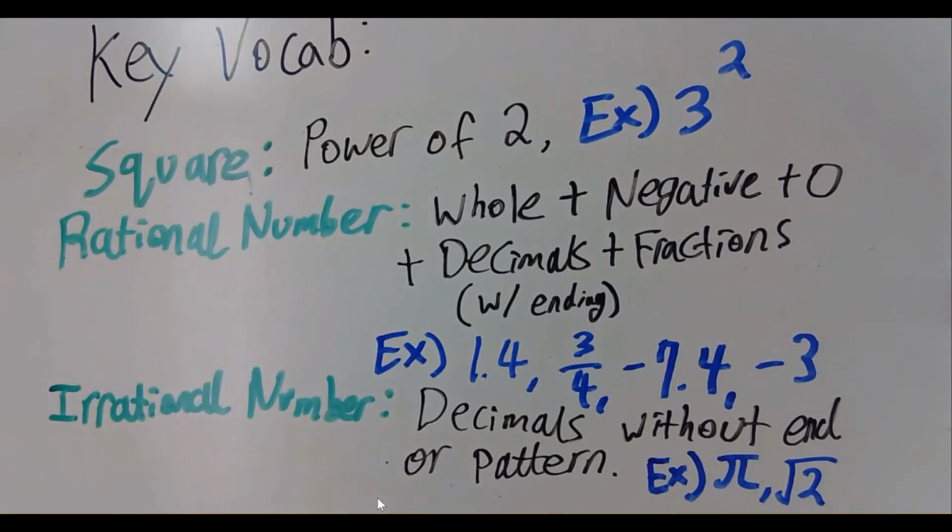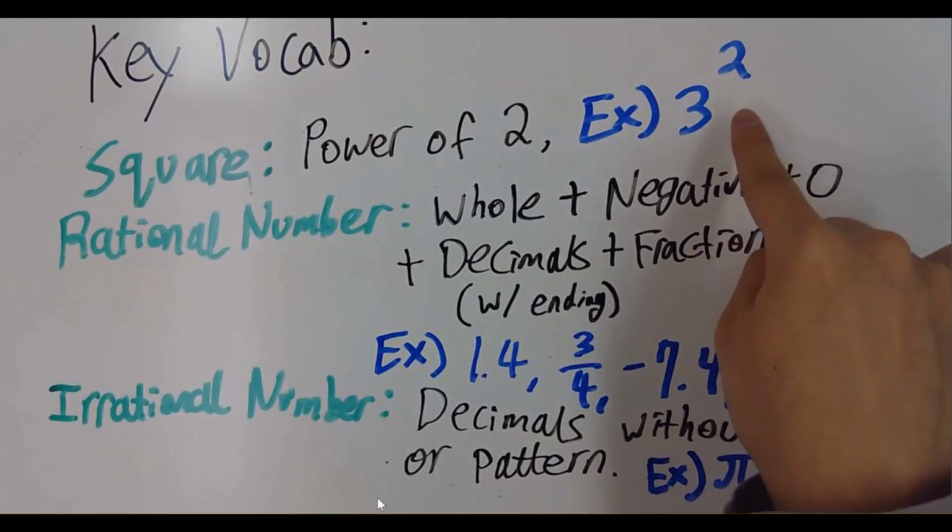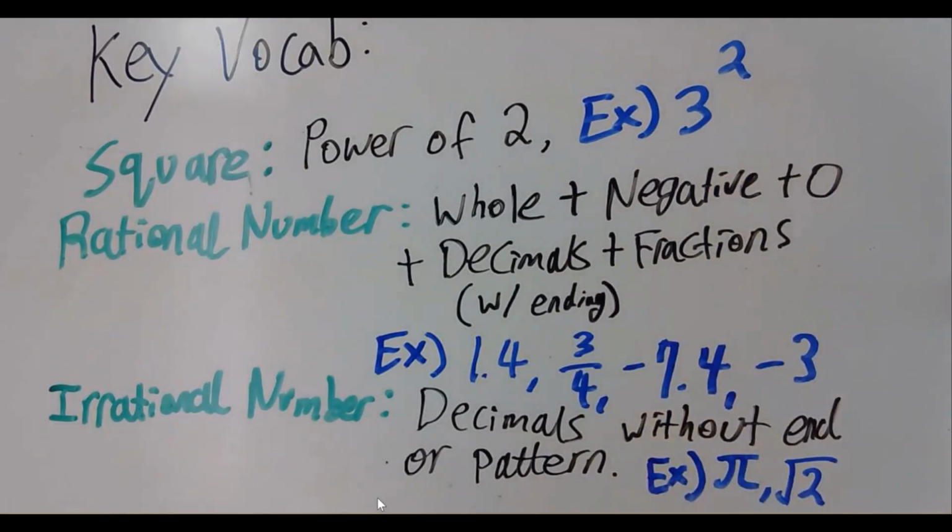So, here are some key vocabularies that will be used in this lesson. First is square. Throughout this lesson, square will not mean the shape where all sides have the same length. In our situation, for this specific lesson, it will be used as power of 2. So for example, over here we have 3 to the power of 2, but it can also be read as 3 squared.